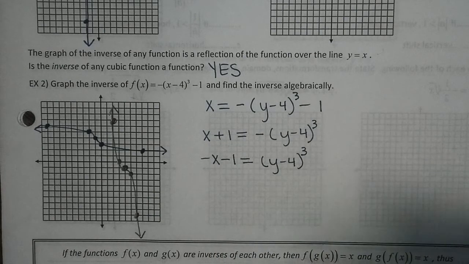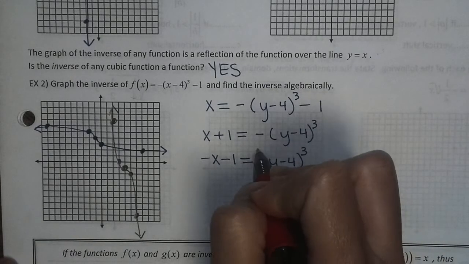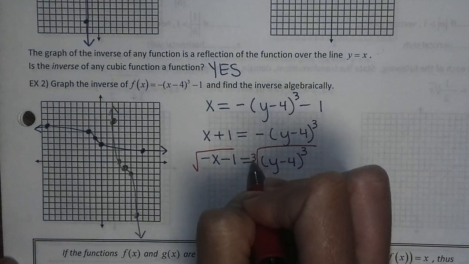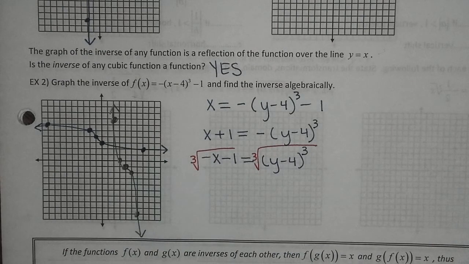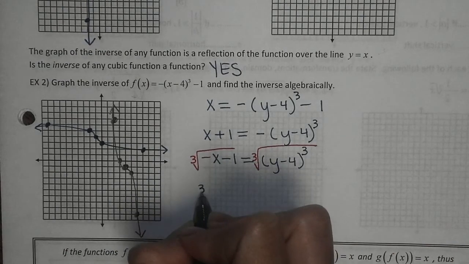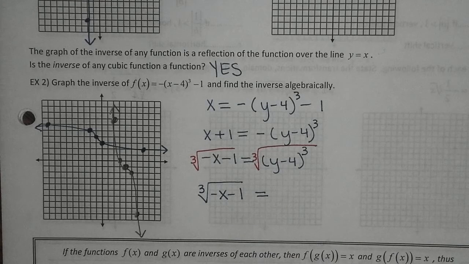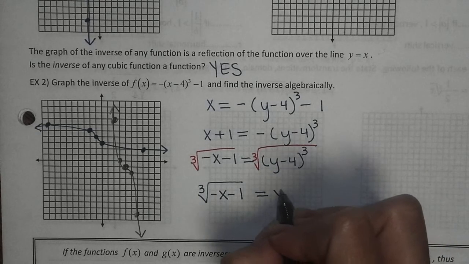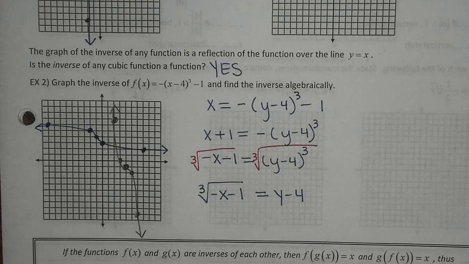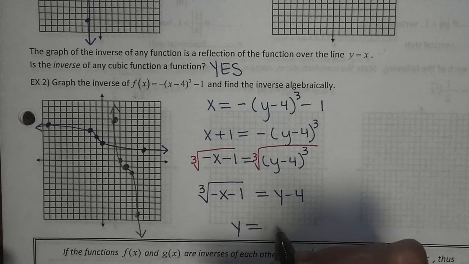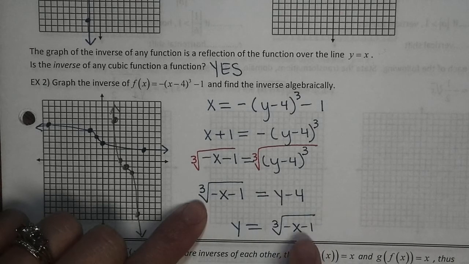And then I showed you last week, to get rid of the cube, you would just do the cube root on both sides of the equal sign. The cube root is just like the radical, except it has a little baby 3 there. It's called an index root. So I got the cube root of negative x minus 1 equals y minus 4, because the cube root will cancel that cubic. So final answer, the inverse: y equals cube root of negative x minus 1, and then I'm going to do the plus 4.